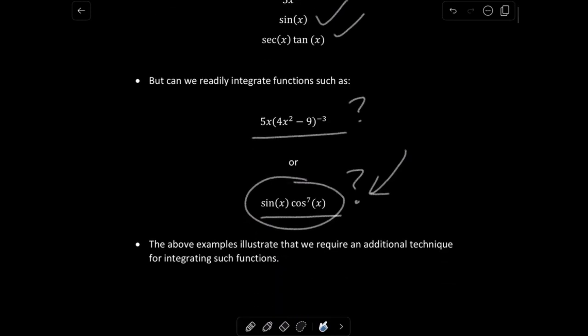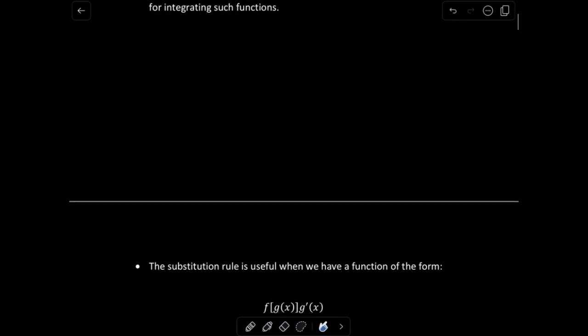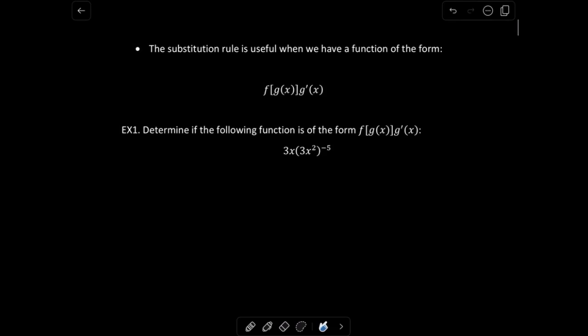So the above examples, and I'm talking about these two, illustrate that we require an additional technique for integrating functions like this. And enter the substitution rule. The substitution rule is useful when we have a function of the form f of g of x, multiplied by the derivative of g of x. So just a couple of things I want you to take note of in these examples.